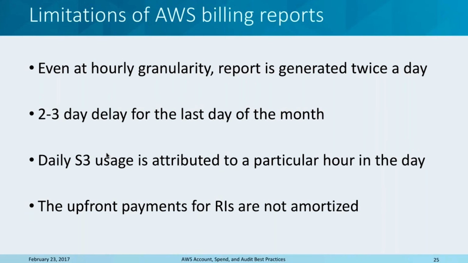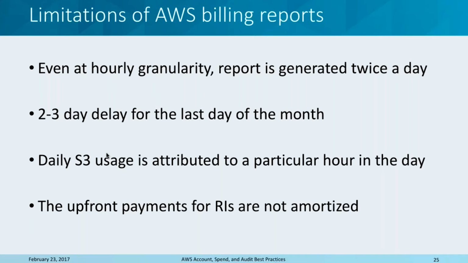The other kind of thing to watch out for is any upfront payments you make for reserved instances. Typically you could get a 1 year or 3 year reserved instance, and you could decide whether to pay everything upfront, just partially upfront, or nothing upfront at all. But anyways, any upfront payments you make are not amortized over time.